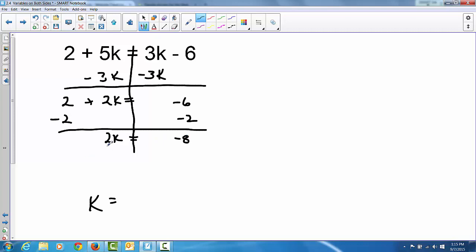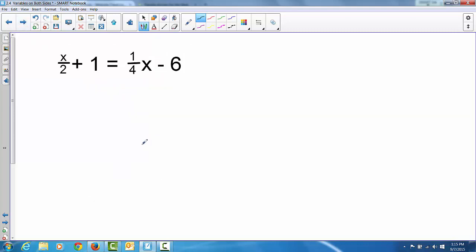And that gives us, these cancel each other out, 2k equals negative 8. Now we want to get rid of the 2. It's currently multiplying, so we'll divide by 2 on both sides. And that leaves us with, continue the line on down, k equals negative 4. So the key to it was to move the smaller variable to the side of the larger variable.